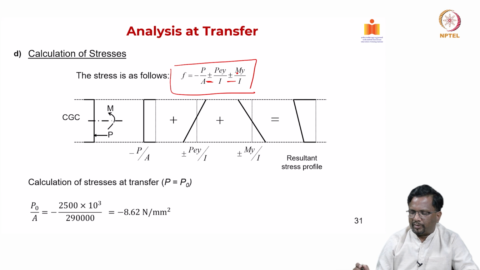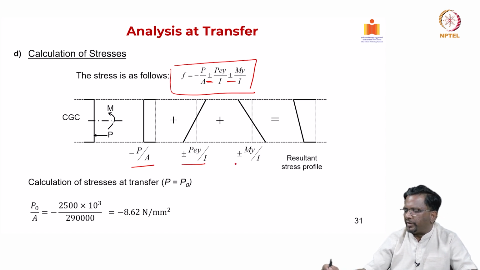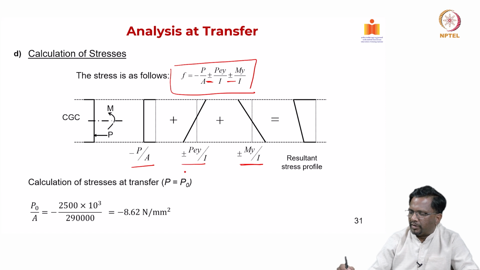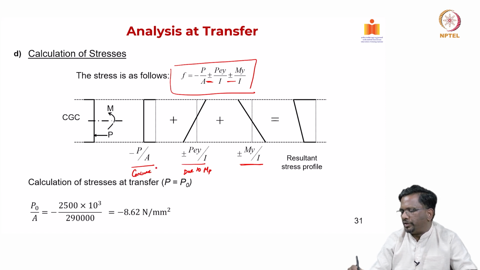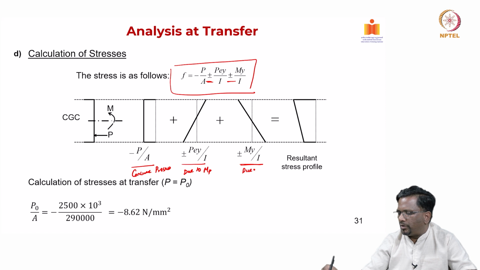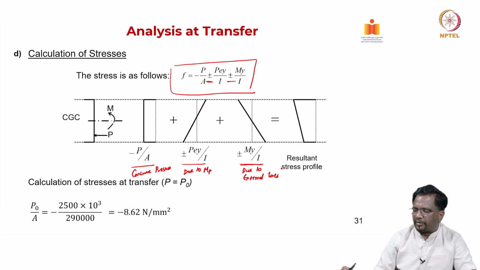Similarly, due to external loads. So, now let us look at this: this is the concentric effect, this is the pre-stressing effect due to pre-stressing moment, this is the concentric pre-stress, and this is due to external loads. Then you get your net stresses.